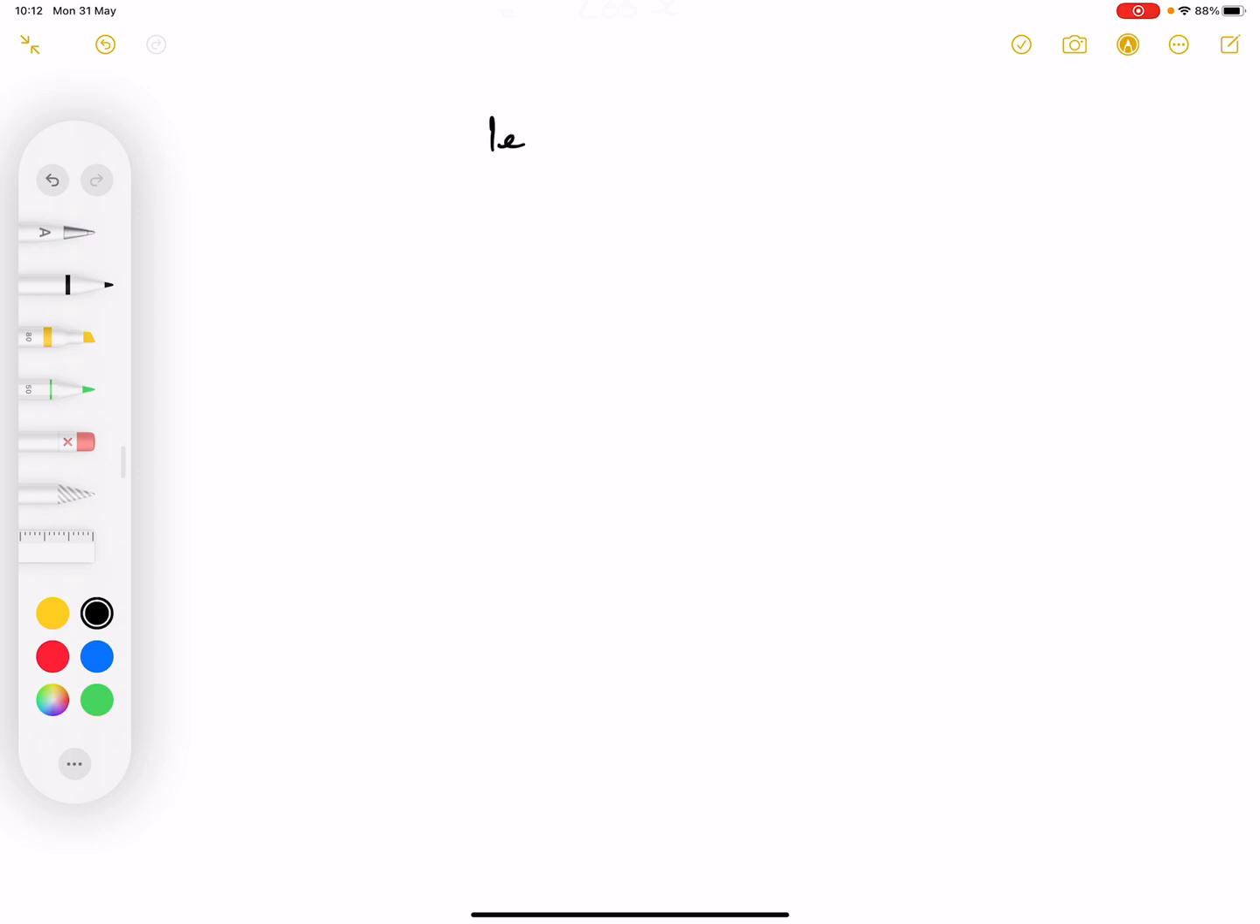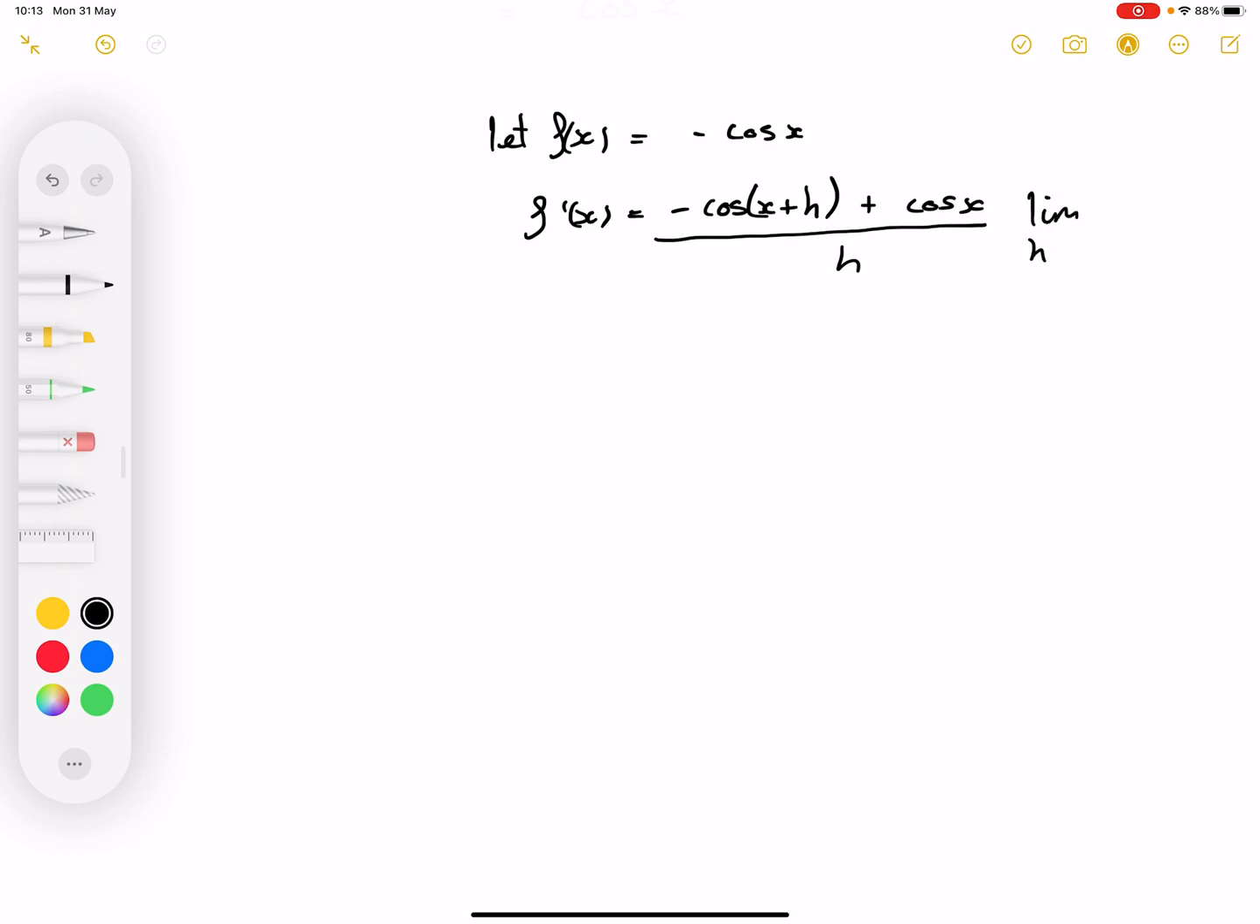So let f of x be equal to minus cos x, you know the drill. Then f dash of x will be equal to, say it yourself, yeah that's right, minus cos of x plus h, plus cos x, because it's a double negative, all over h, and that should be the limit as h tends to 0.